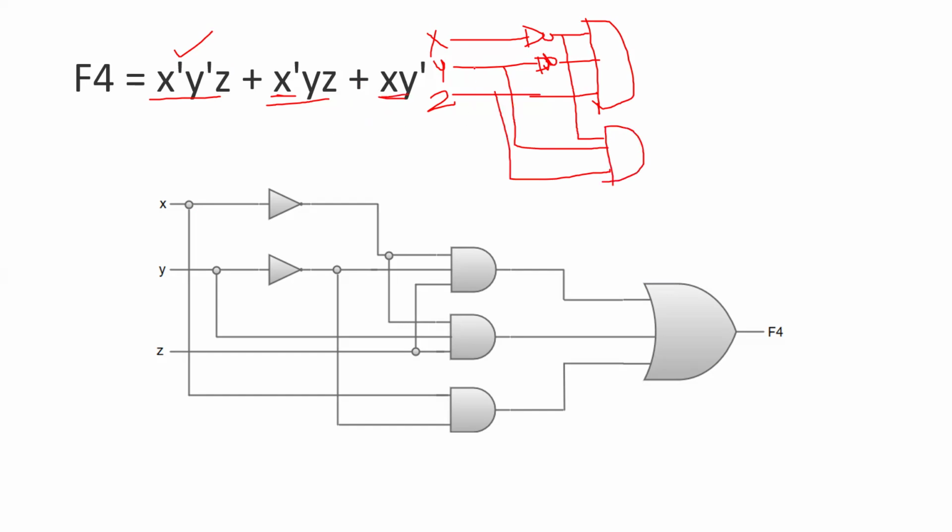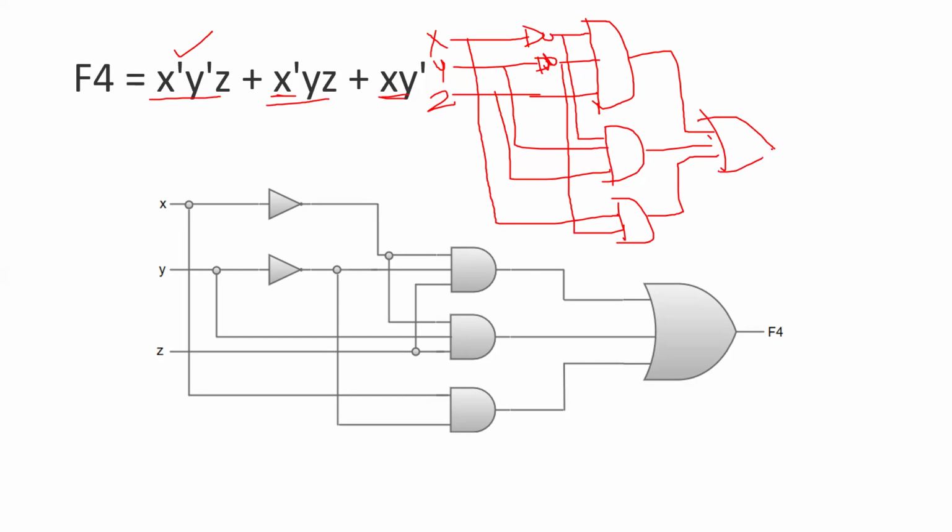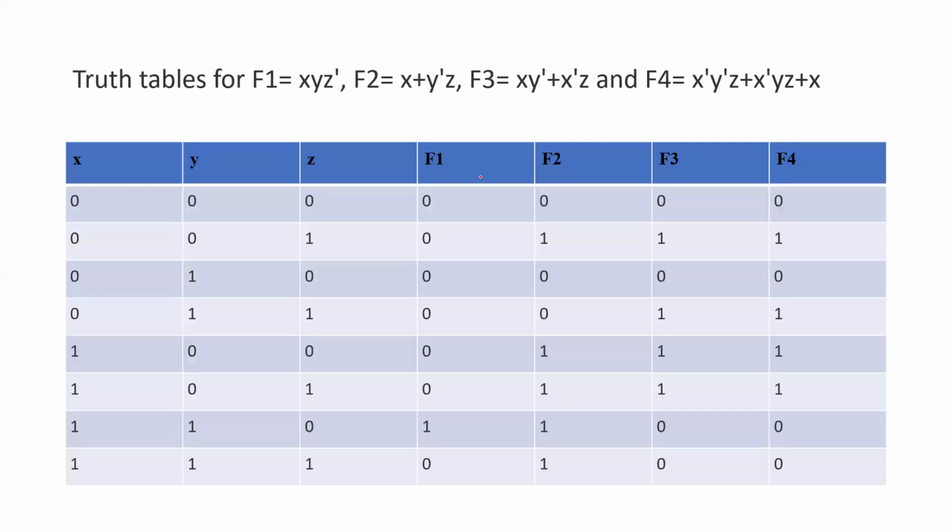So xy bar means x I take this one, and y bar I take from this place. So automatically this is called xy bar. Like this we can create diagrams also. But at most they will give you one diagram and ask you to find the simplification. At most they will give it like this. They won't tell us to draw the diagram.